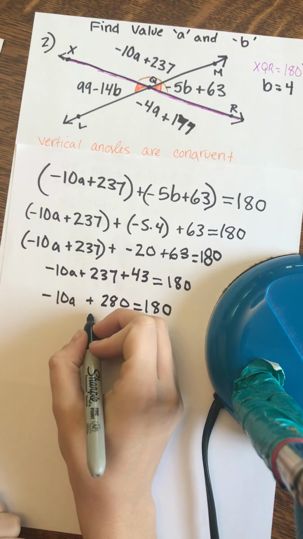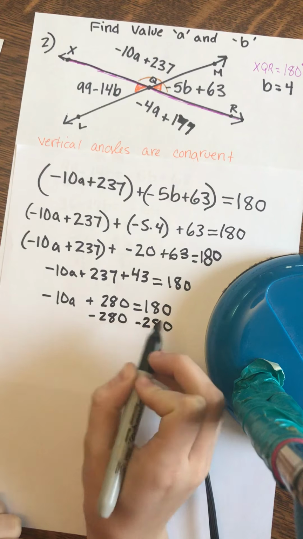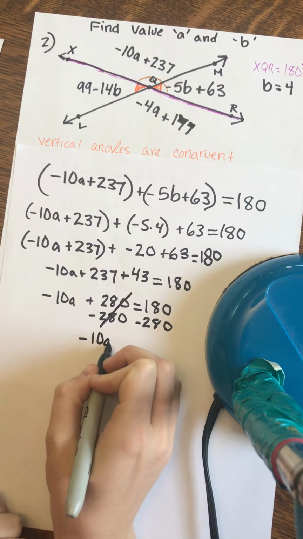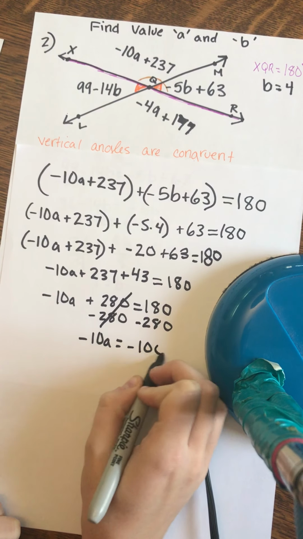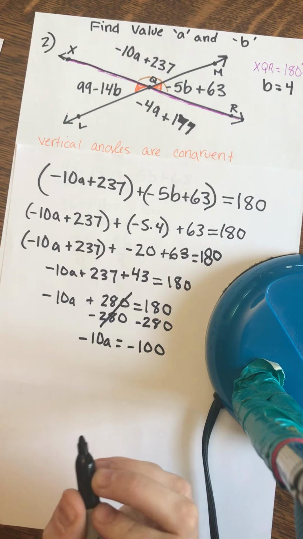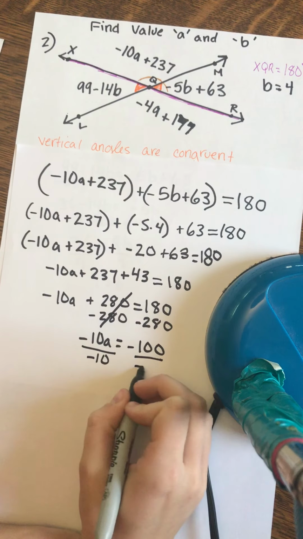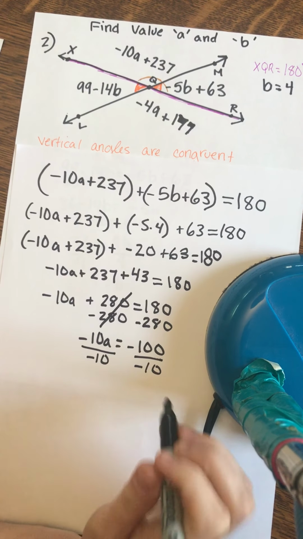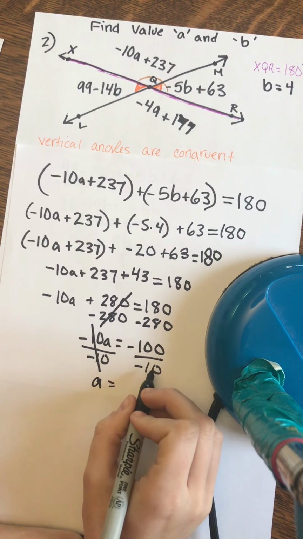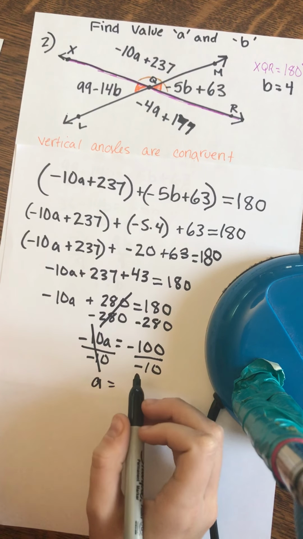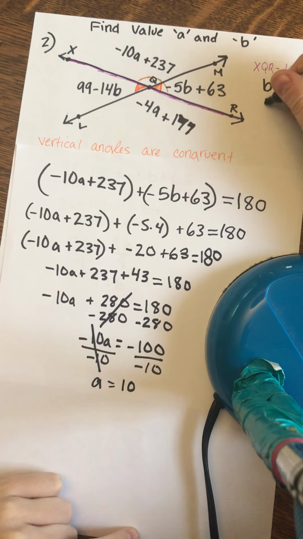So the opposite of adding 280 is subtracting 280. If I do it to one side, I do it to the other. 280 minus 280 is 0, and I get negative 10a equals 180 minus 280 is negative 100. Next, I divide by negative 10 because it's the opposite of multiplying by negative 10. And if I do it to one side, I do it to the other. Same signs positive, different signs negative. Well, these are same signs, so I'm going to get just a positive a. So negative 100 divided by negative 10 is positive 10. And now I have solved for b, which is 4, and a, which is 10.